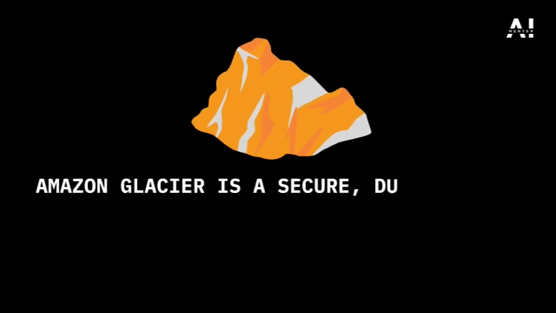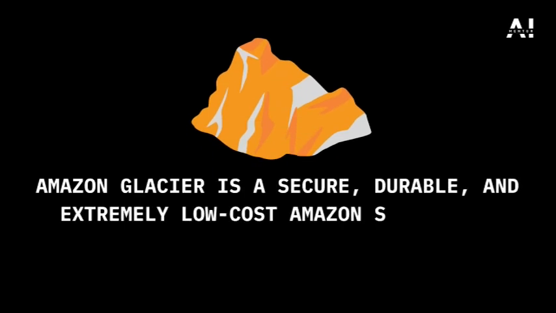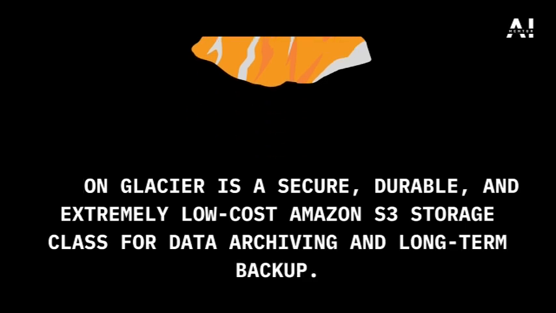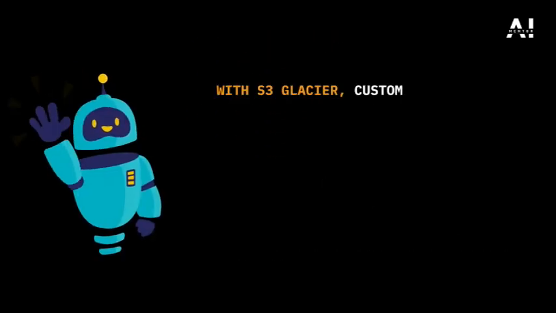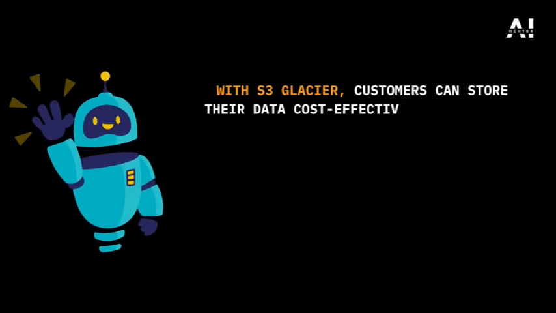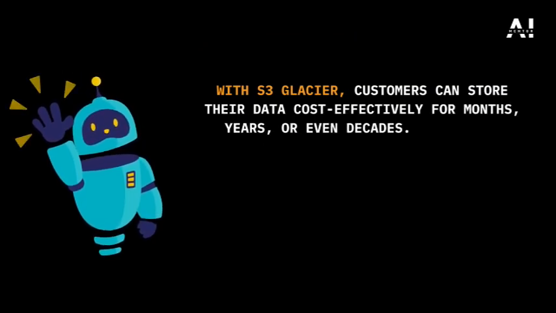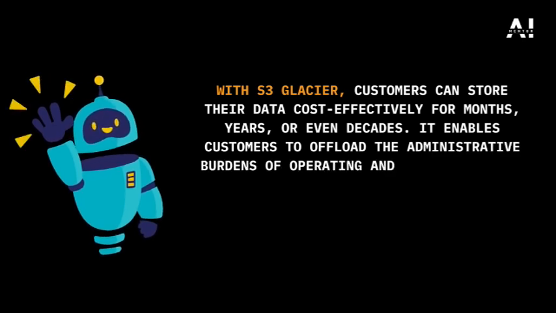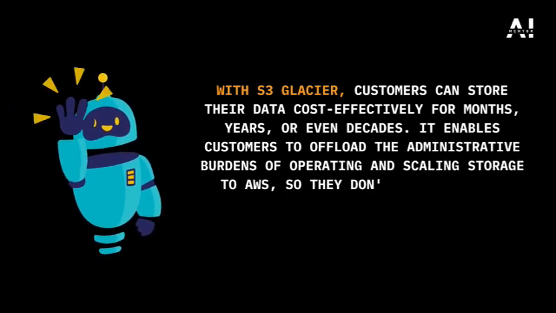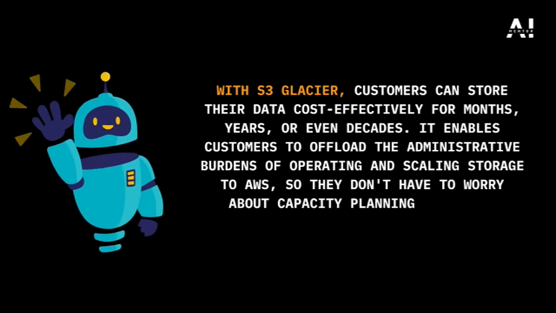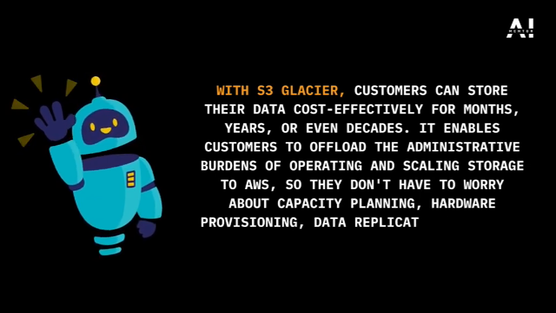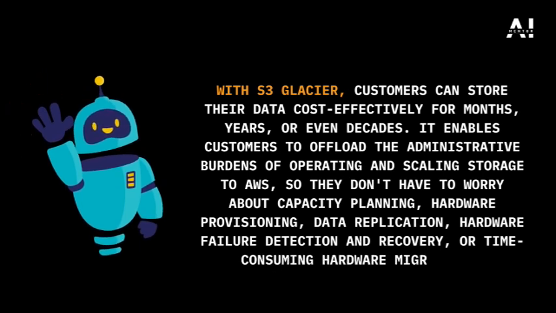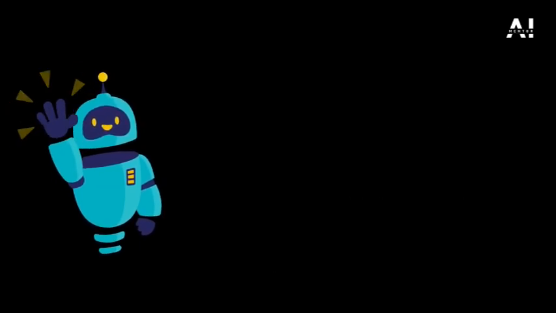Amazon Glacier is a secure, durable, and extremely low-cost Amazon S3 storage class for data archiving and long-term backup. With S3 Glacier, customers can store their data cost-effectively for months, years, or even decades. It enables customers to offload the administrative burdens of operating and scaling storage to AWS, so they don't have to worry about capacity planning, hardware provisioning, data replication, hardware failure detection and recovery, or time-consuming hardware migrations.